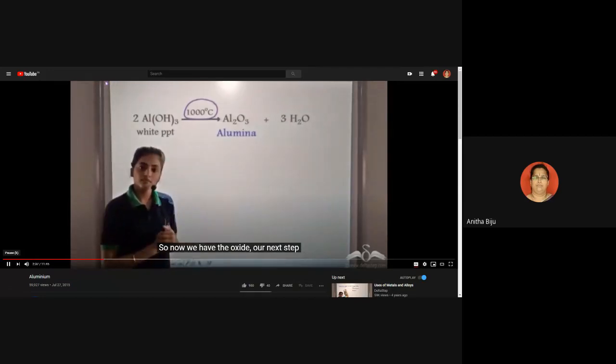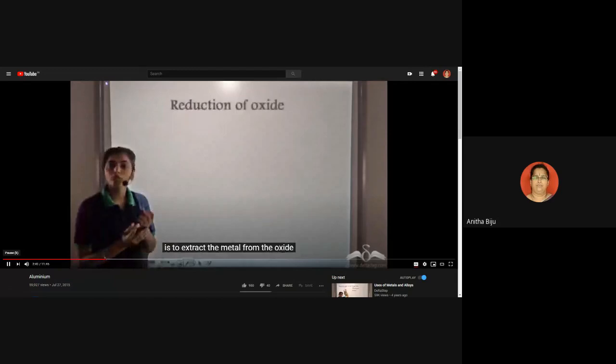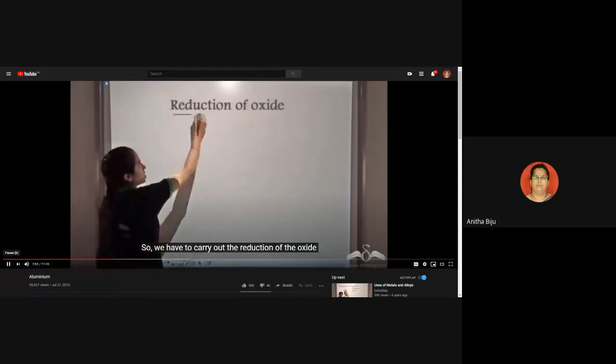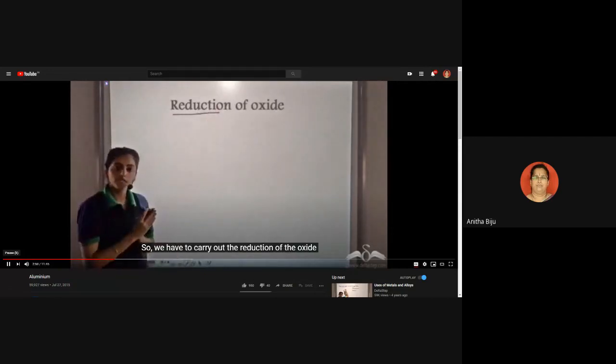Our next step is to extract the metal from the oxide. That is, we have to remove oxygen from oxide. That is, we have to carry out the reduction of the oxide. So we have to carry out the reduction of the oxide, in this case, alumina. So there are two stages in the extraction of aluminium. First stage is over and it is called the concentration of the ore. Second stage is reduction of aluminium oxide. Okay. So you put the number 2, second stage.